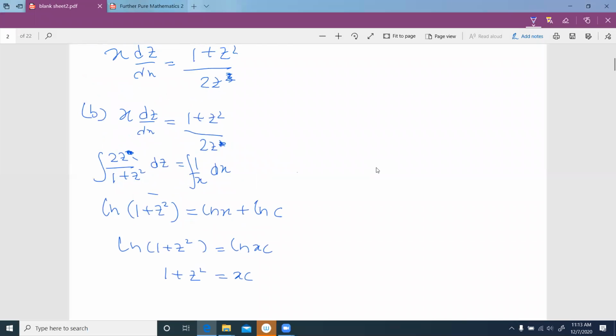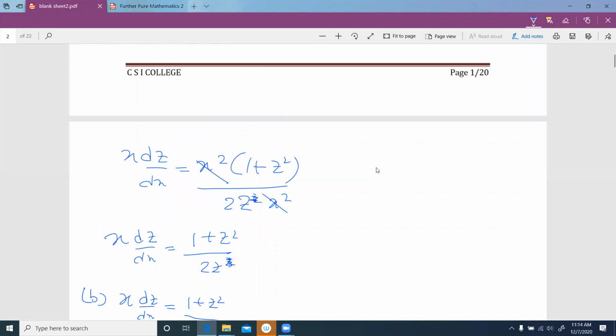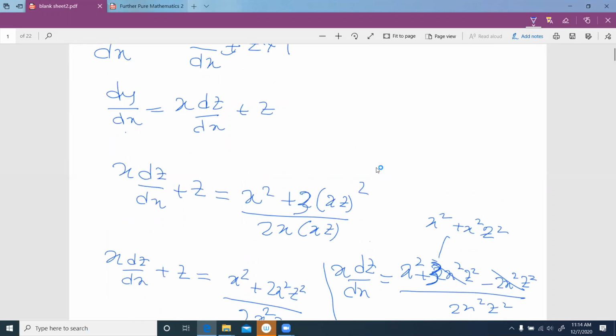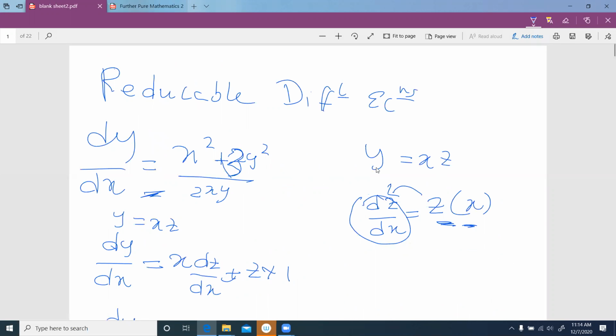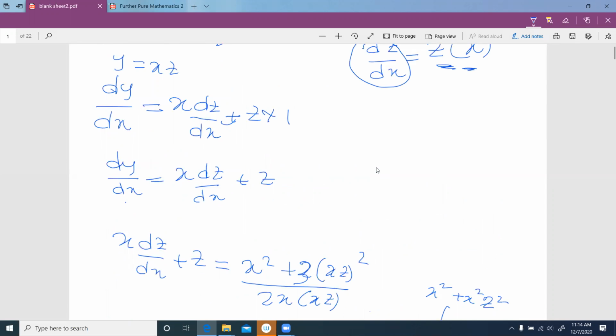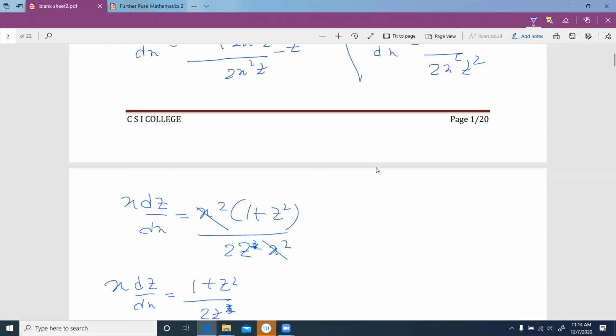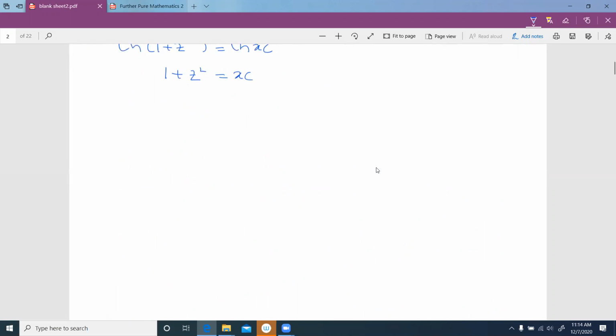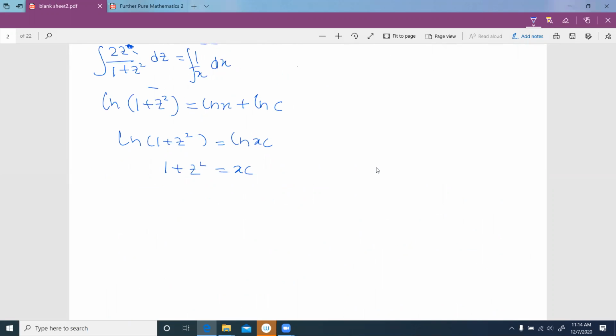Then we need the answer in terms of x and y. Therefore replace z. The substitution we are using is y equals x times z, but in the final answer you need terms of x and y. Therefore you can say z equals y over x.